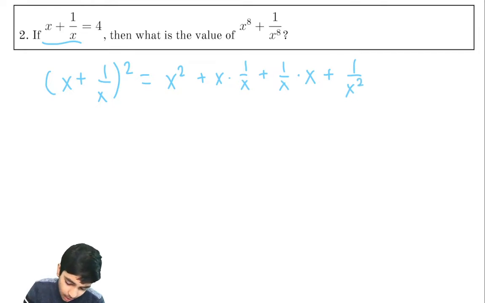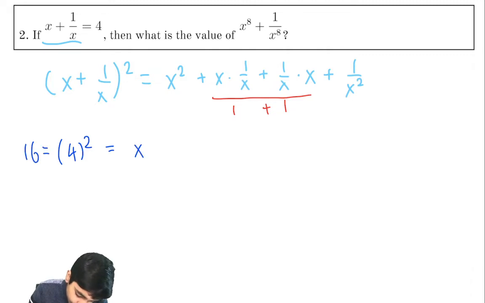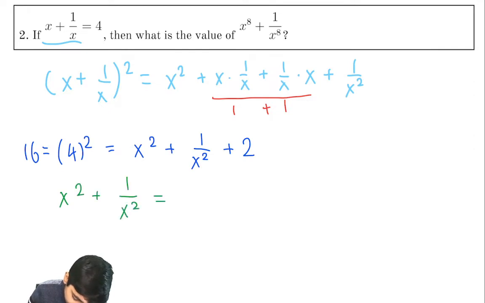Okay, and now what? Well, these two terms are both 1 and 1, so overall, they're 2. So overall, we have that (x plus 1 over x) squared. Well, we know x plus 1 over x is 4, so we have 4 squared, or 16, equals x squared plus 1 over x squared plus 2, meaning that we can subtract 2 from both sides to get x squared plus 1 over x squared is just 14. And now we can square it again.